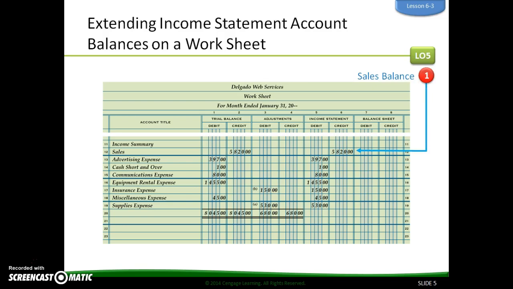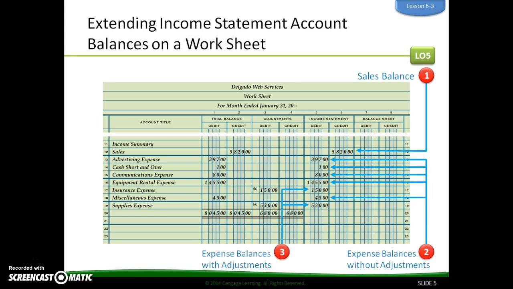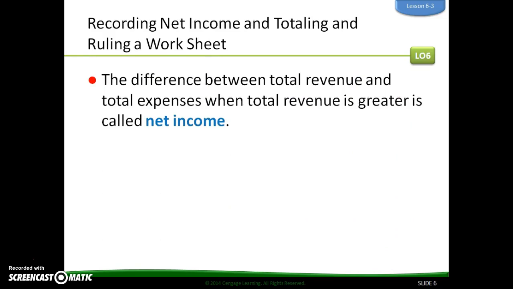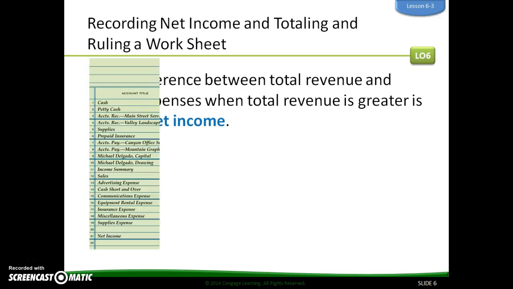So you can see there's our sales balance, all of our expense balances that have no adjustments, and then we have a couple of expense balances that have adjustments, and you can see our income statement debit and credit balances. Now, the difference between total revenue and total expenses is how we come up with our net income. So if total revenue is greater than total expenses, we have net income to the business.